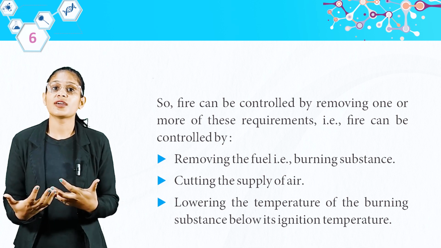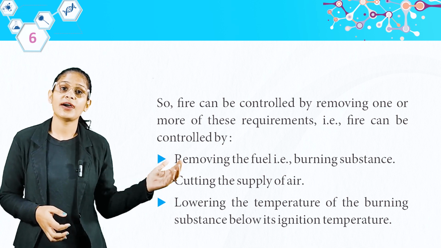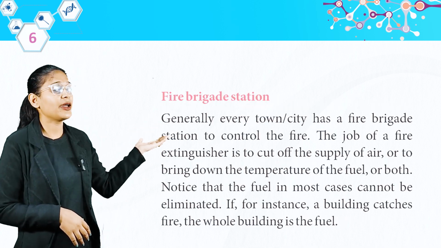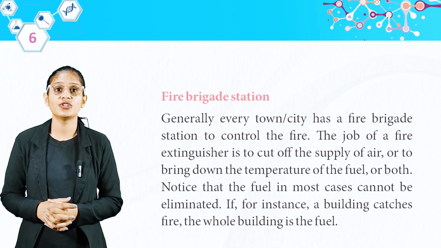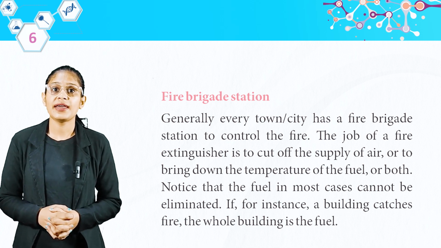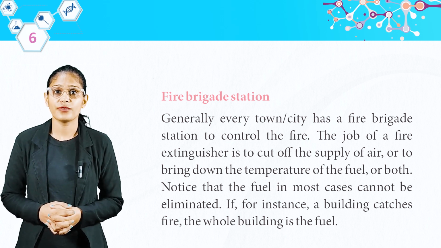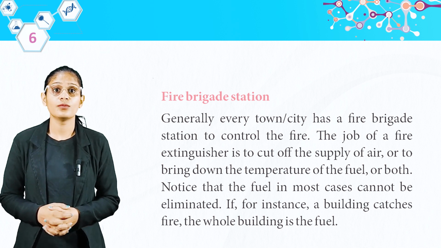So student, ये तीनों चीजें अगर आप कर पा रहे हैं, so that means आप fire को control कर सकते हैं. Here, fire brigade station. Generally, every town city has a fire brigade station to control the fire. The job of a fire extinguisher is to cut off the supply of air or to bring down the temperature of the fuel, or both.